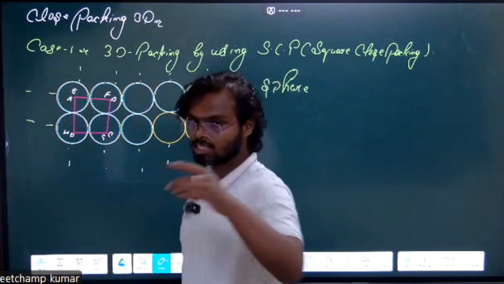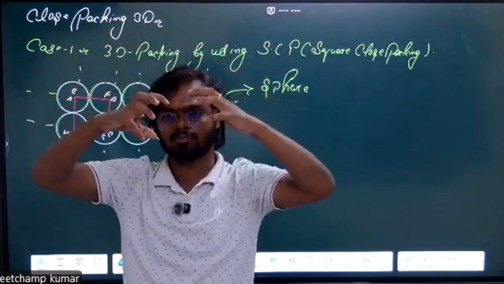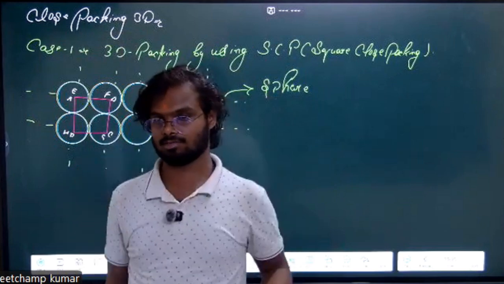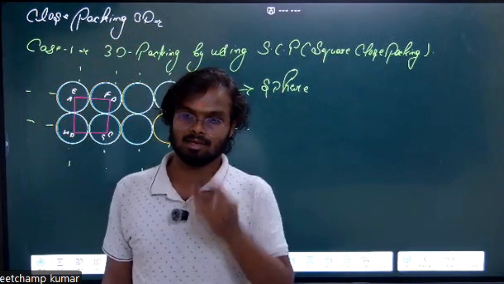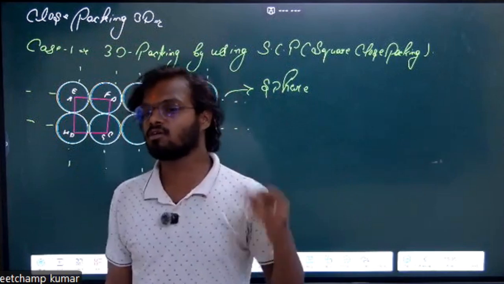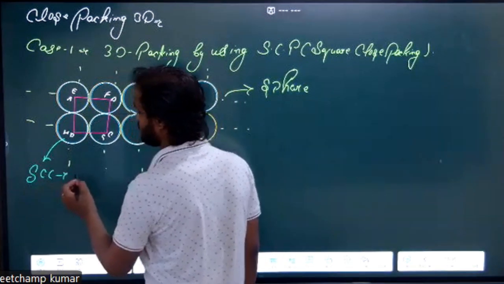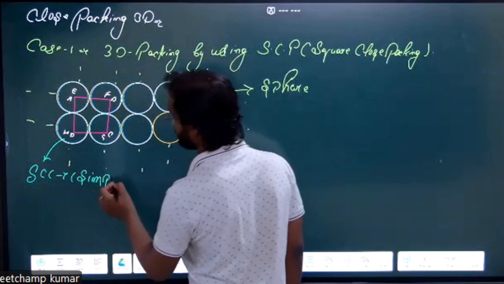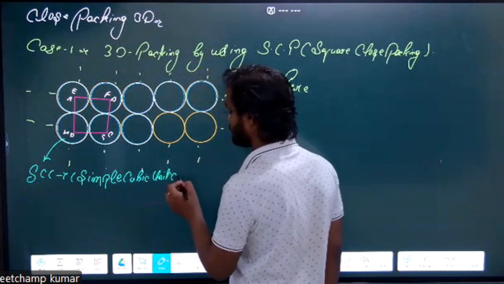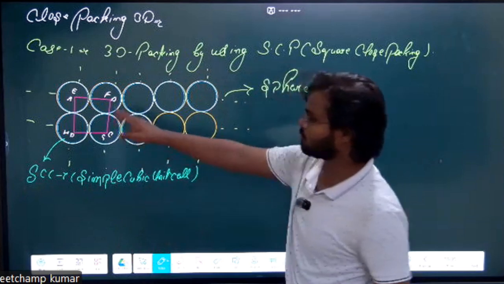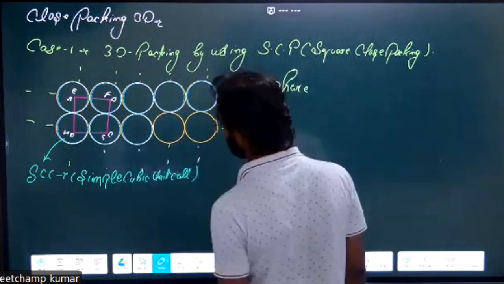If you see in this unit cell, we have atoms at the corner. If you try to imagine, we have a unit cell where the atoms are at the corner and they are touching each other. Which type of unit cell is it where the atoms at the corner touch each other? It is the simple cubic unit cell, SCC. So this unit cell looks like a simple cubic unit cell. Now we know all the properties of the simple cubic unit cell, right?